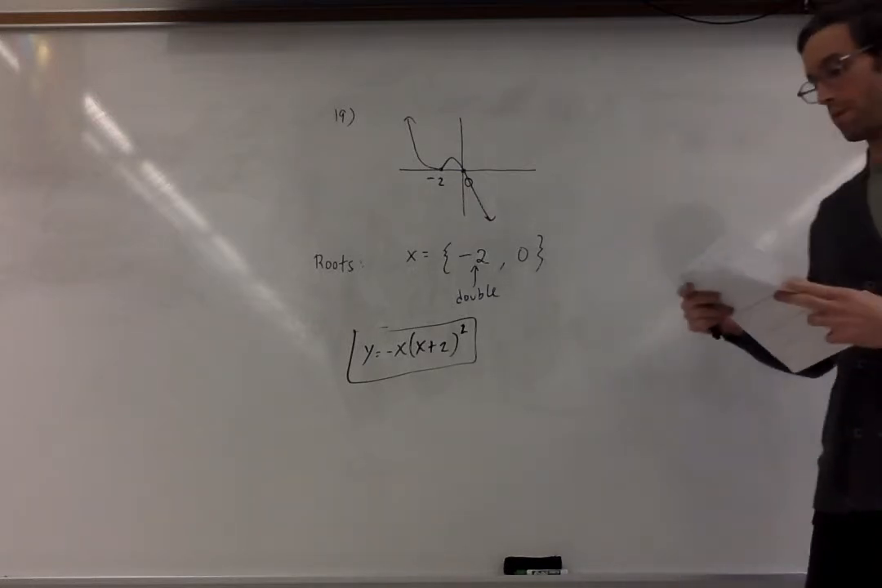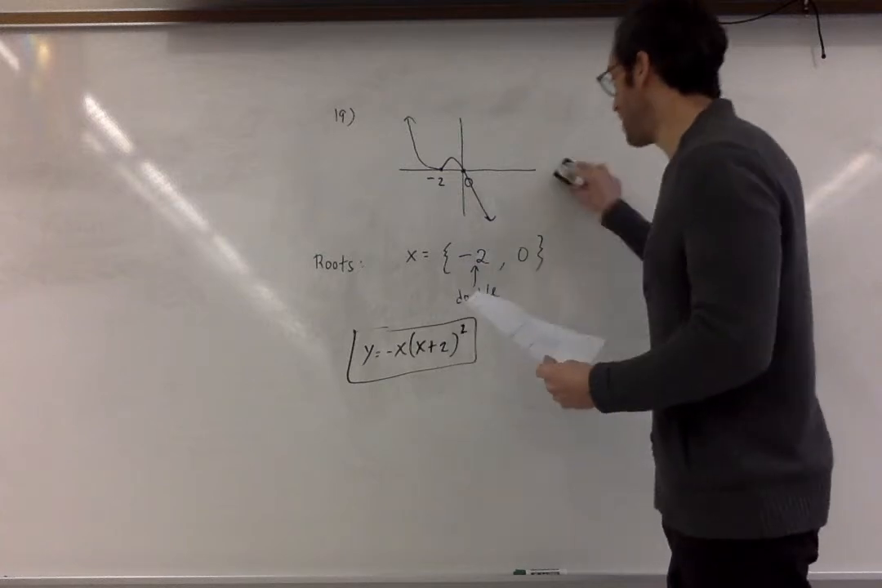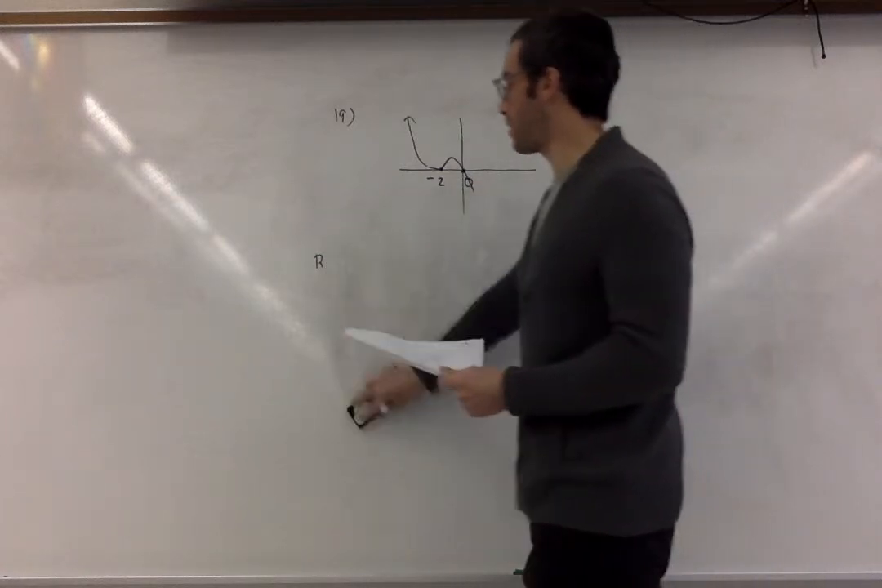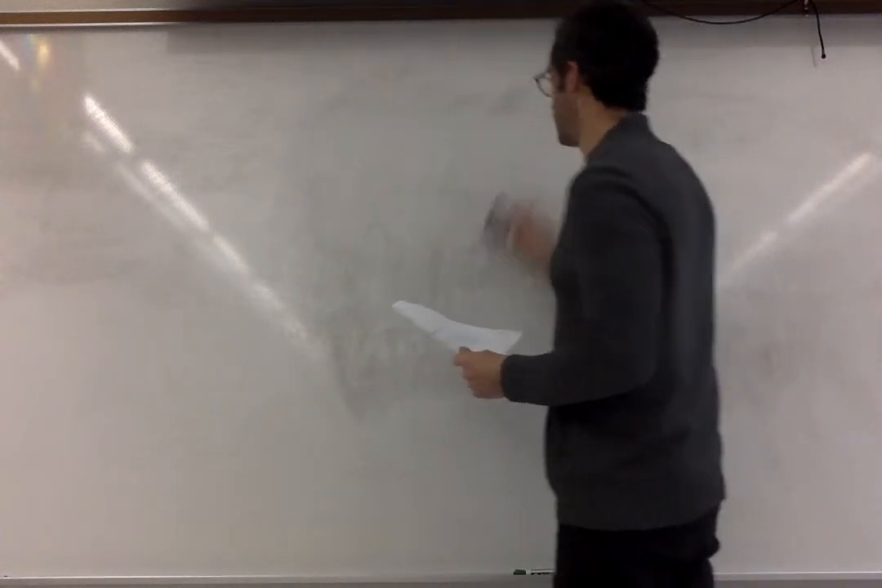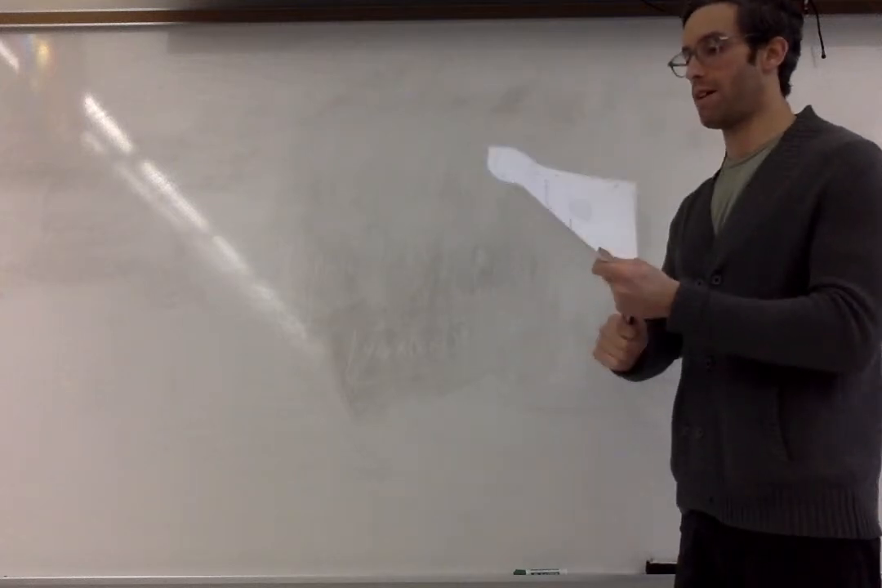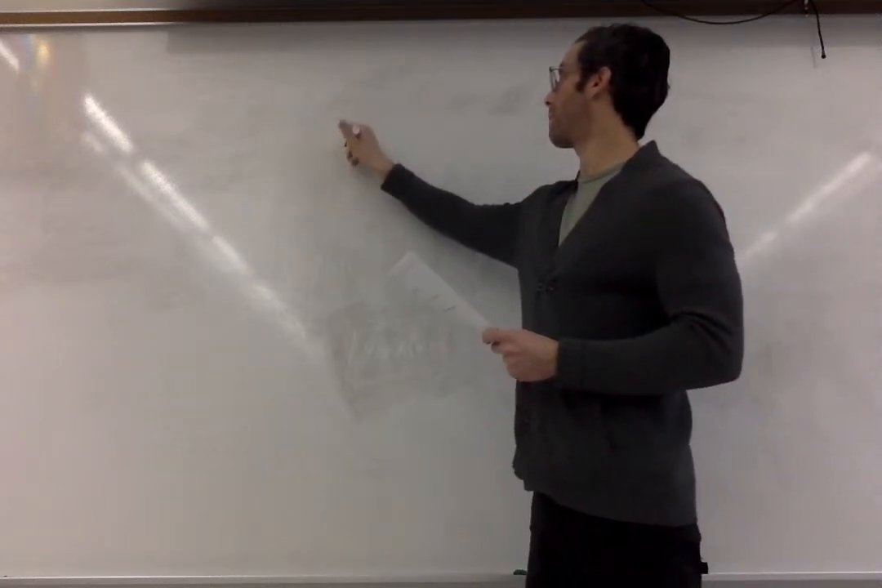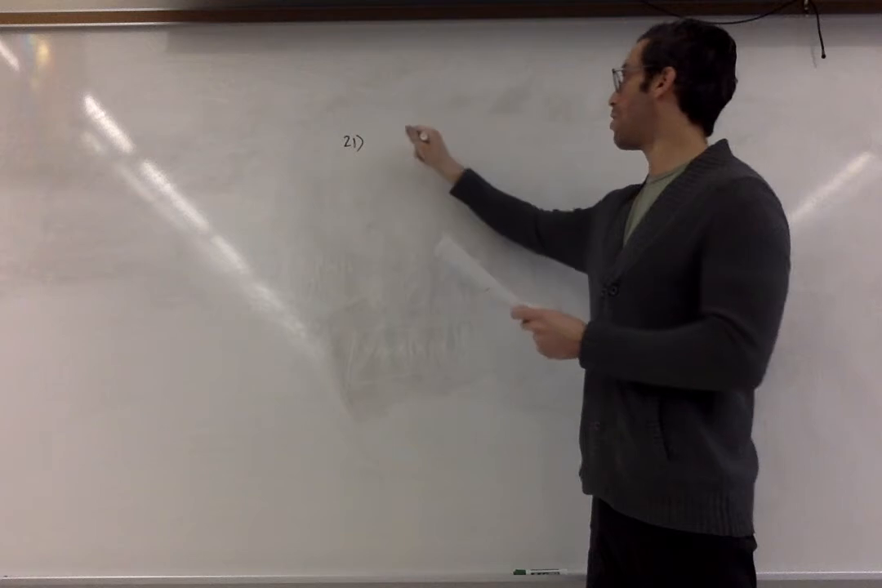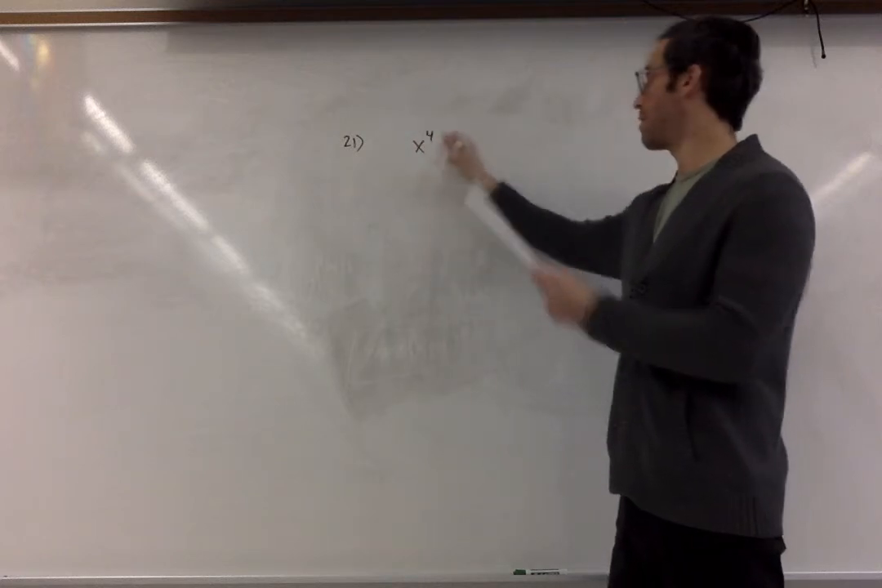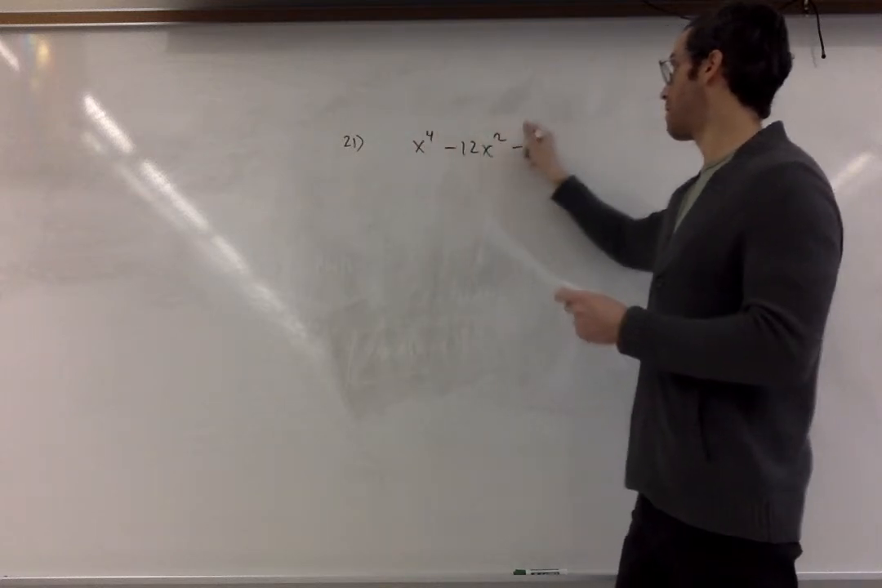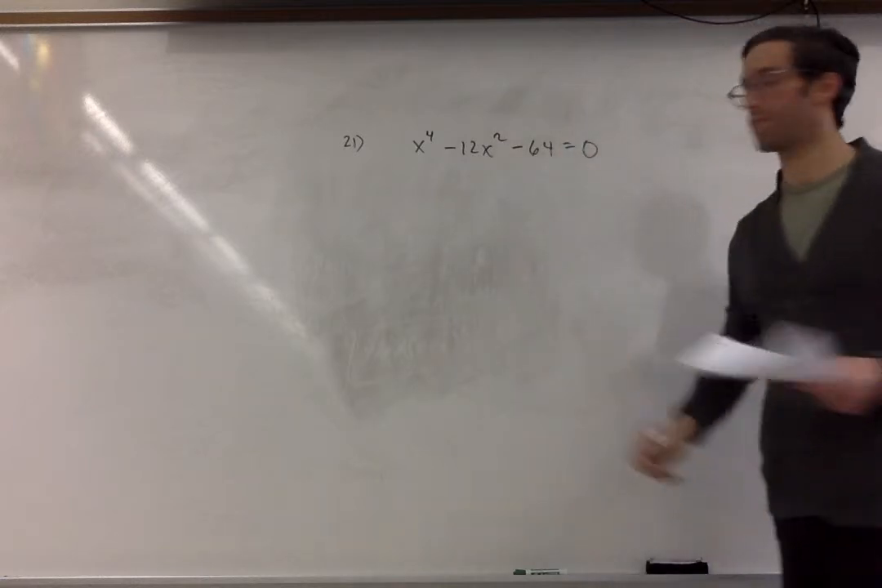Number 21 I'm skipping to. Find all the roots of that. And it's multiple choice. You could just plug into the equation from the choices, but that's not going to be a real efficient way to do it. So 21, all roots of this: x to the 4th minus 12x squared minus 64 equals 0.